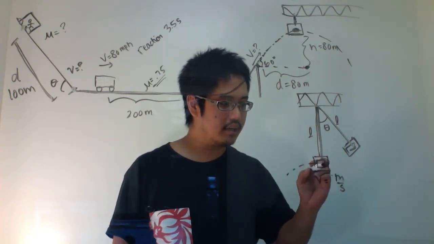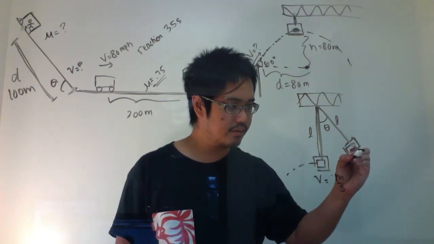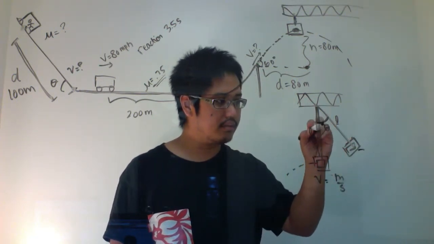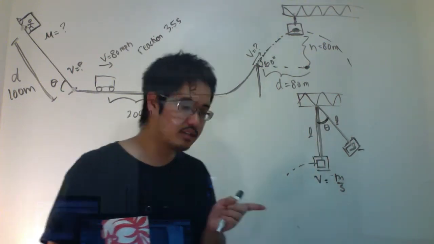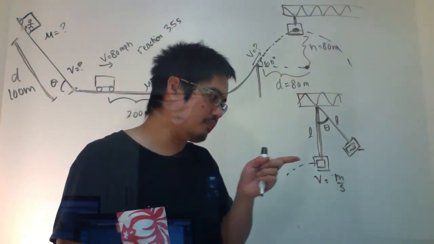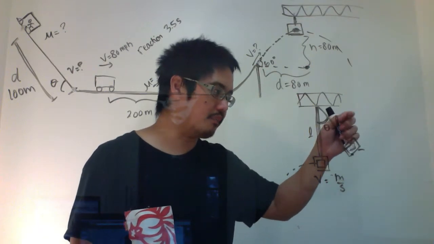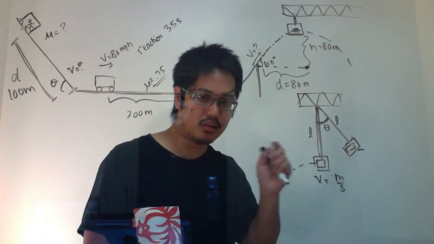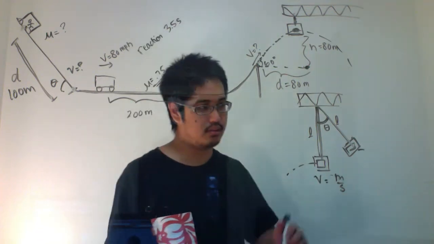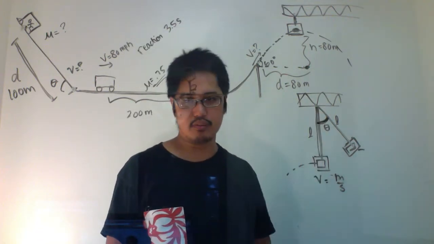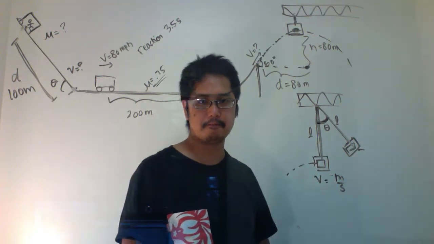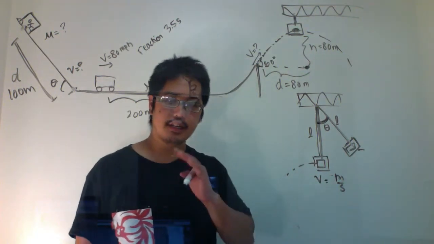How high above, not how high, at what angle does this thing get to? So it's going to swing up and then it's going to stop and come back down. At the highest point that it gets to, what's the angle that you can reach? Okay? Any questions about that problem?